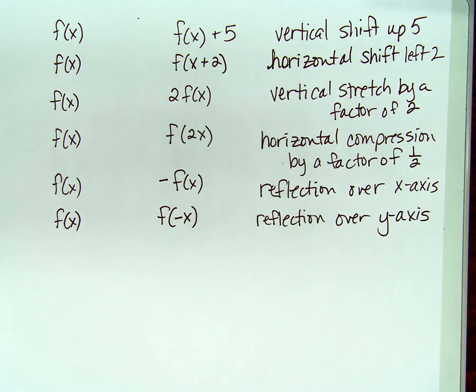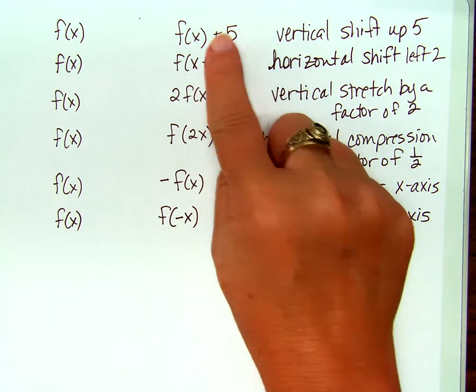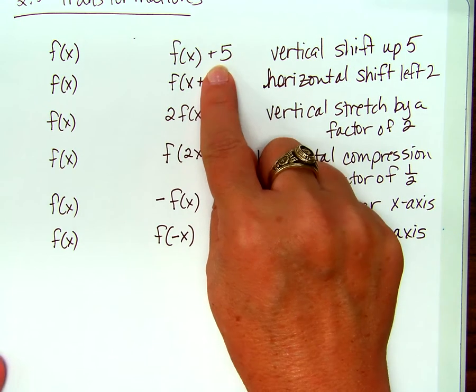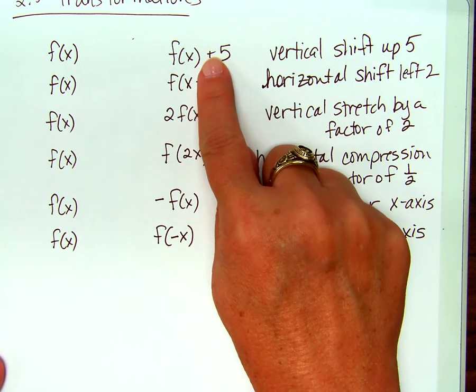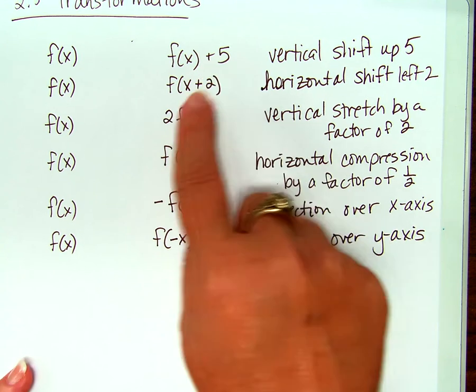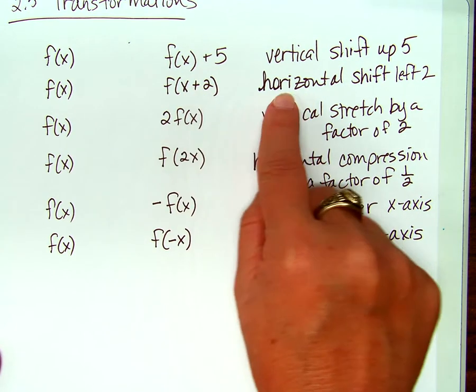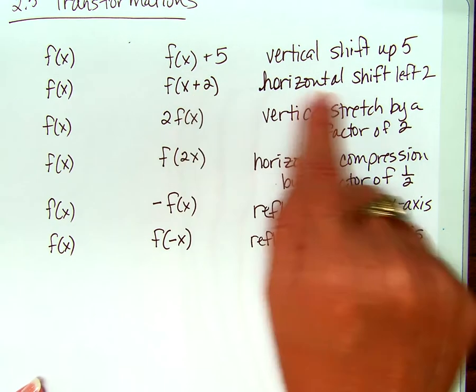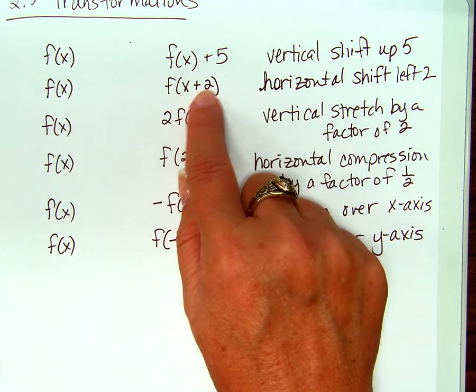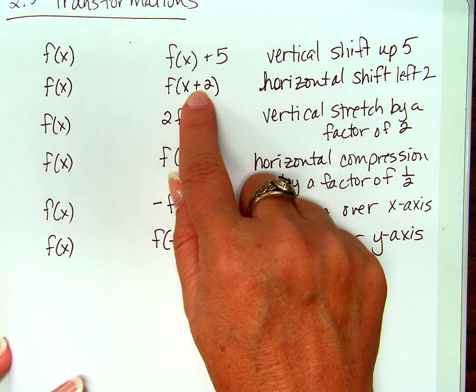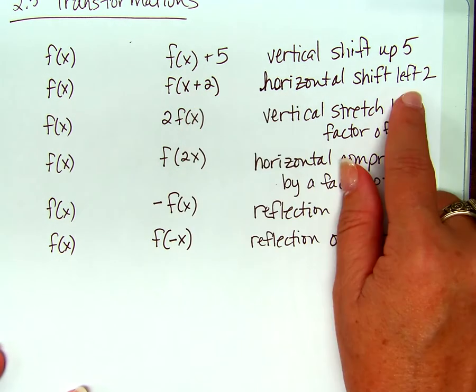Okay with that? So we know if it's outside being added or subtracted, we know it's a vertical shift. Added is up, subtracted is down. We know if it's inside, that's a horizontal change. If it's being added or subtracted, that's a shift. And it's opposite of what we think. So we think it should be right 2 because it's positive 2. We know it's left 2.